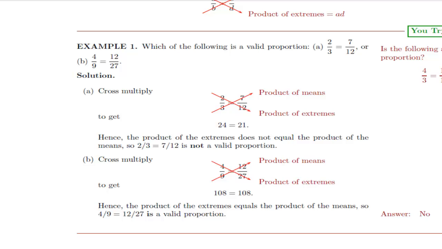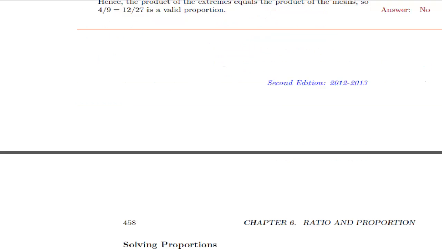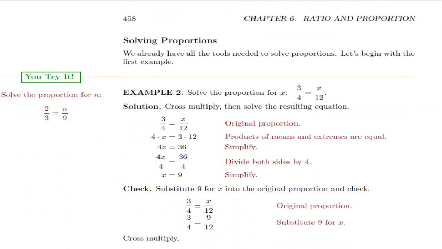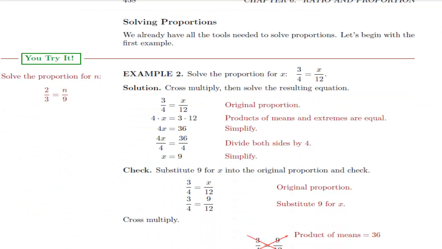B, cross multiply 4 over 9 equal to 12 over 27 to get 4 times 27 is 108, and 9 times 12 is 108. 108 equals 108, hence the product of the extremes equals the product of the means, so 4 over 9 equals 12 over 27 is a valid proportion. Solving proportions. We already have all the tools needed to solve proportions. Let's begin with the first example.